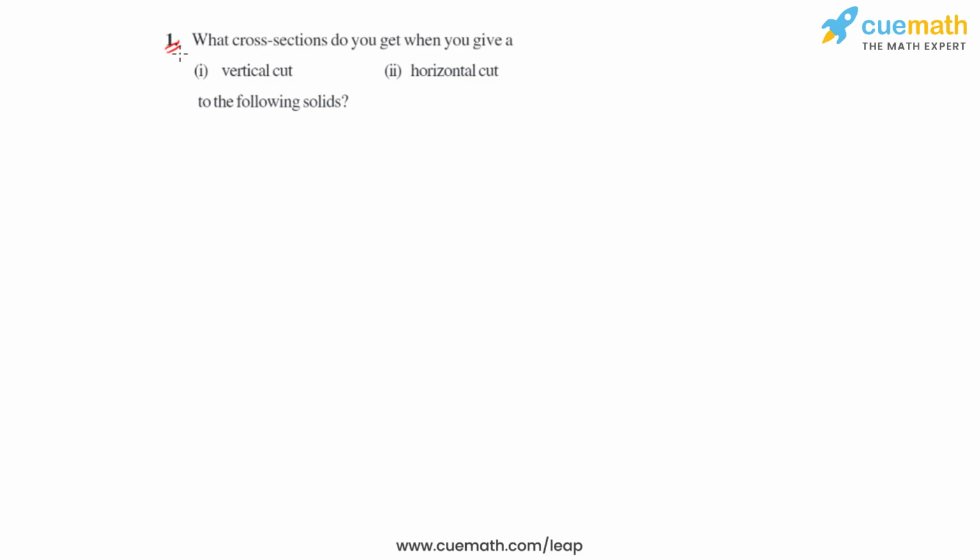So in the first question of this third exercise, we have been given a set of solids, and we'll have to determine what cross sections we get when we give a vertical cut or a horizontal cut to each of these solids. So basically we'll take each of the solids one by one and observe the cross sections we get once we give a vertical or a horizontal cut to each of these solids.